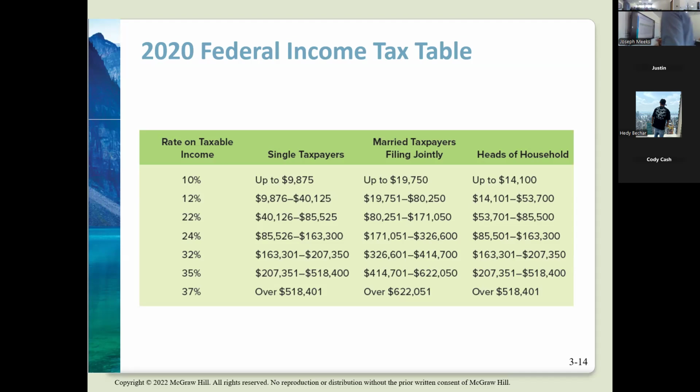And John made 93,500 adjusted gross income, or sorry, taxable income, because we don't know all his deductions. We'll say his taxable income came out to be 93,500.